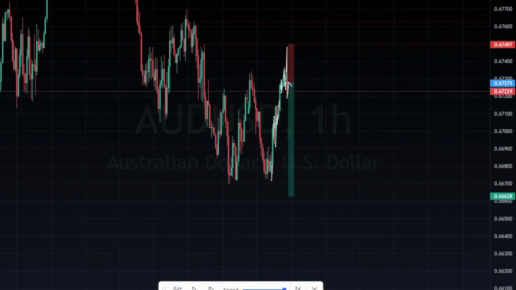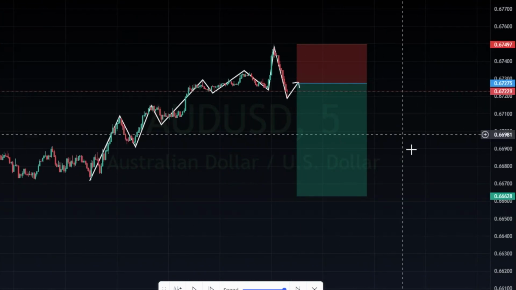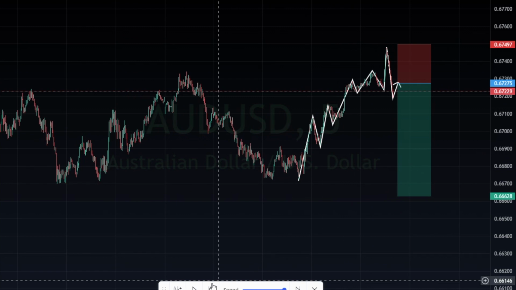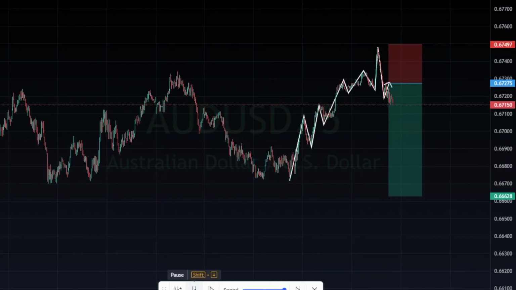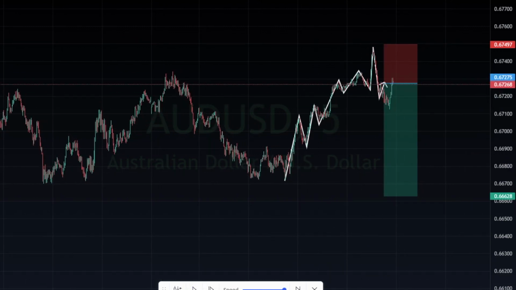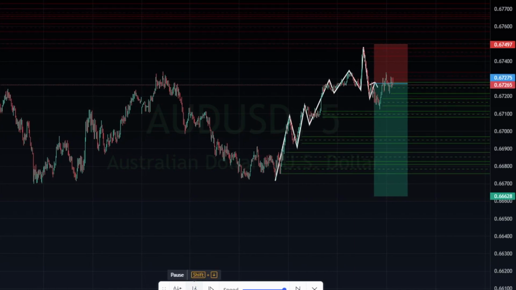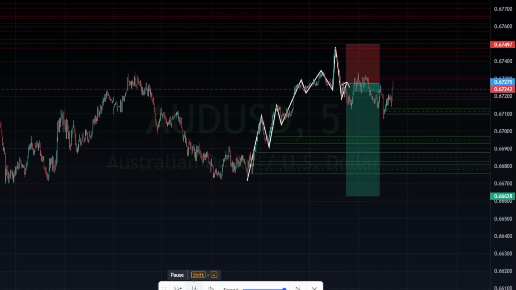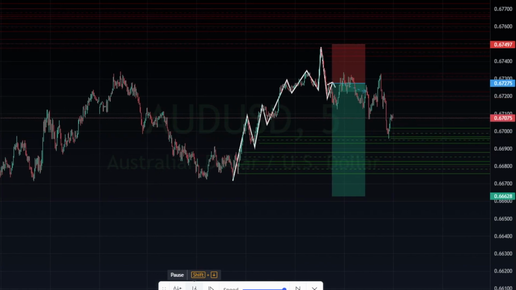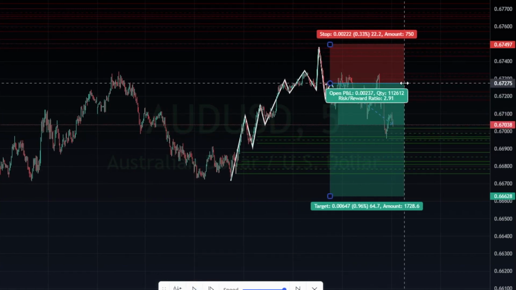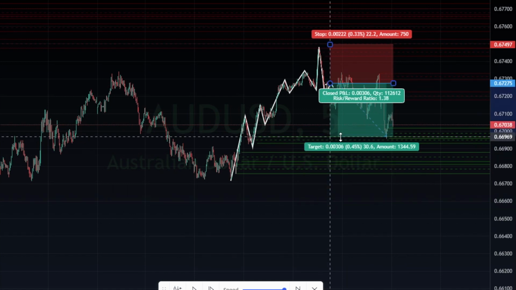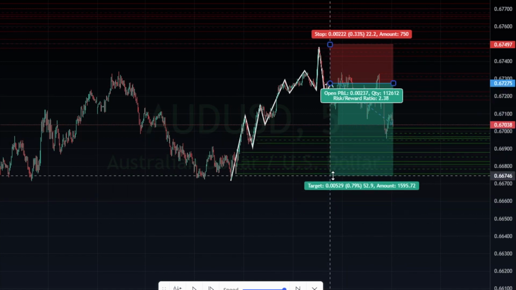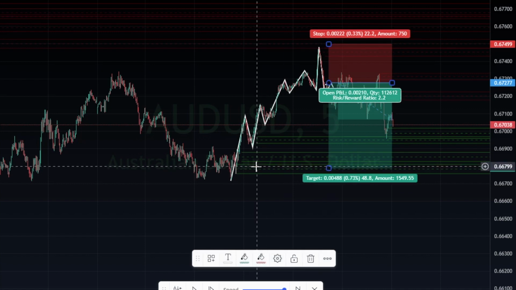Let me just kind of zoom back in. Actually, I'll go to the 5 minute now, and we'll just let this play out. So, look, literally tagged that order block, and we got in. Okay, that's messing around, messing around. All right, we already hit a 1 to 4.2.